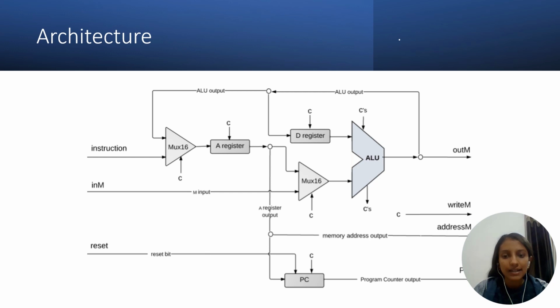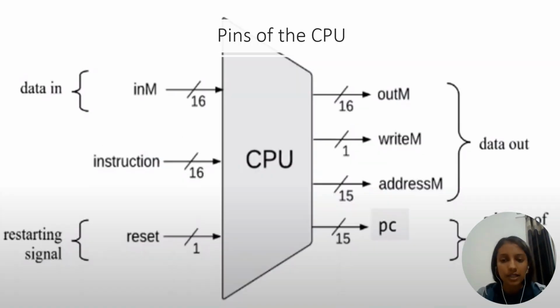Let's talk about its architecture. The CPU follows a von Neumann architecture, which means it has a single memory space for both instructions and data. It includes essential components like the ALU, control logic, program counter, and registers. It has two types of instruction, A instruction and C instruction. A instruction is basically to load a constant, and C is for arithmetic and logical operations. It operates on a fetch, decode, execute cycle, where it repeatedly fetches an instruction from memory, decodes it, and executes the appropriate operation.